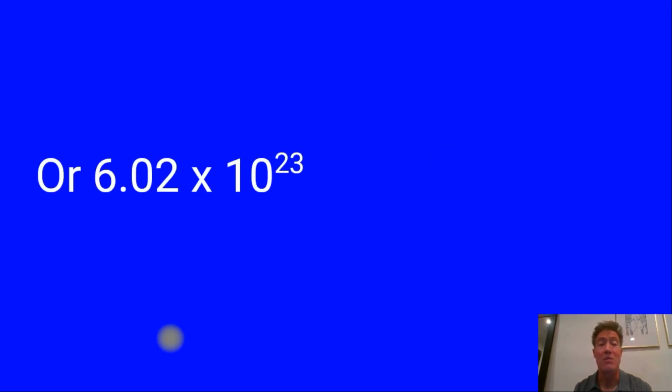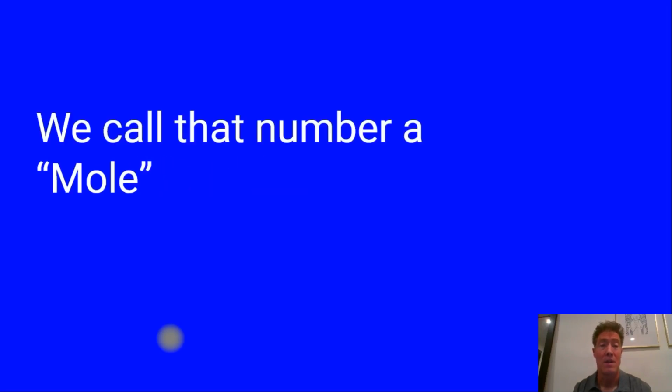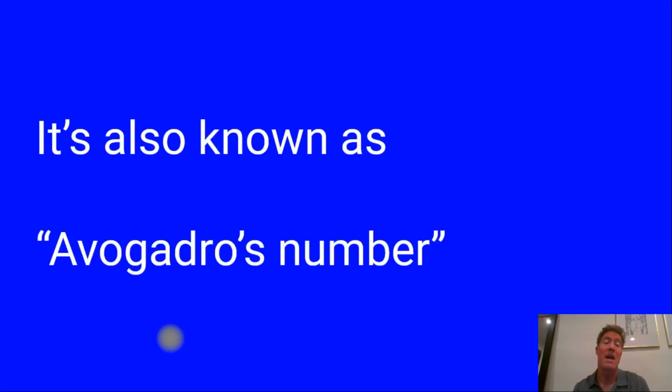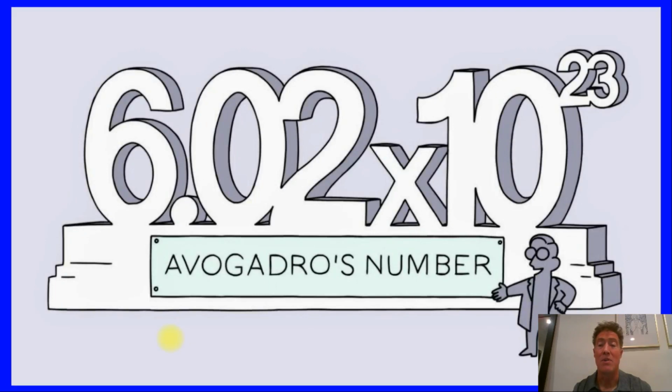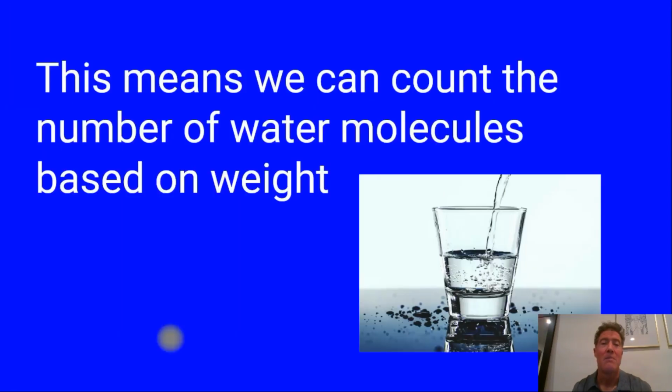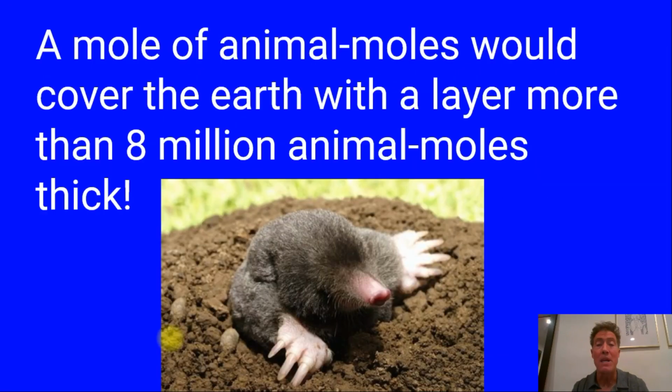In scientific notation, we say 6.02 times 10 to the 23rd. We call that number a mole. It's also known as Avogadro's number, named after this guy, Avogadro. He didn't invent the term, but it was named to honor him. He invented some other cool stuff. So this means we can count the number of water molecules based on weight, even though we can't possibly count them molecule by molecule. How big a number is a mole?